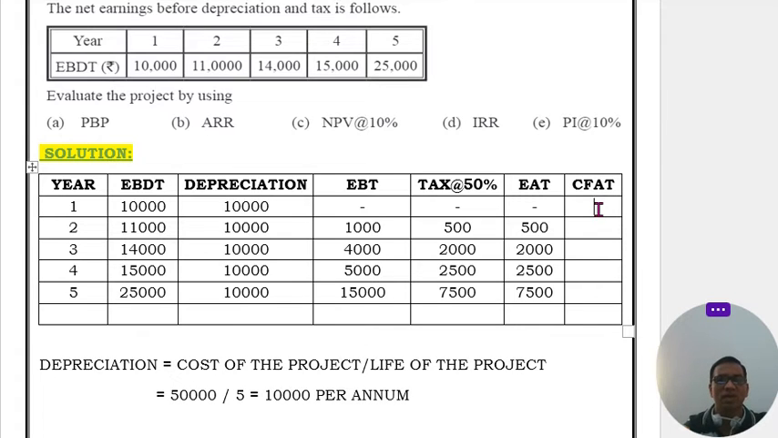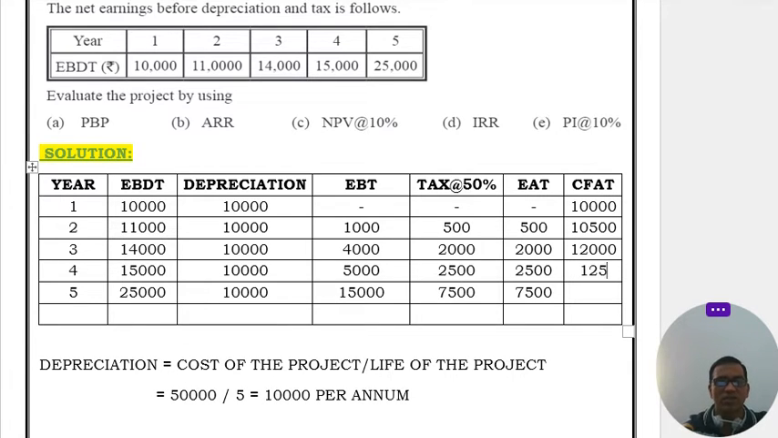How will you get the CFAT value? Earnings after tax, EAT, plus depreciation. So for the first year, nil plus 10,000 is 10,000. 500 plus 10,000, 10,500. 2,000 plus 10,000, 12,000. 2,500 plus 10,000, 12,500. 7,500 plus 10,000, 17,500. So we have CFAT also.